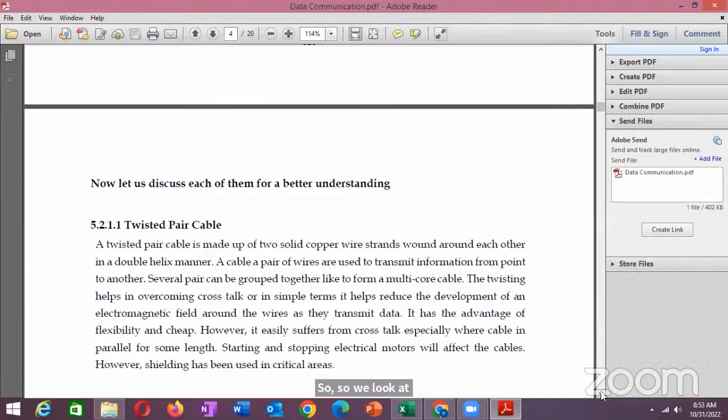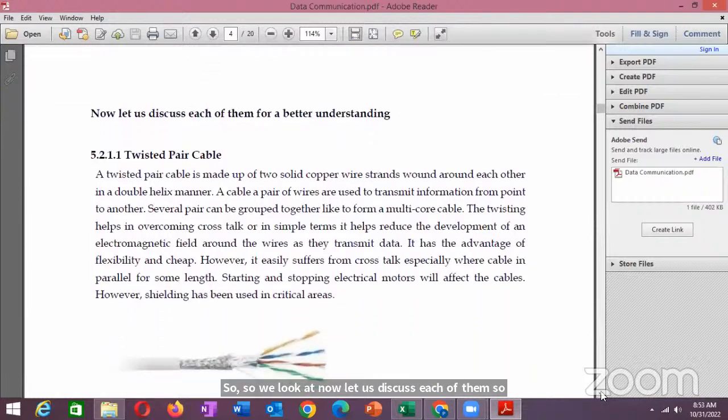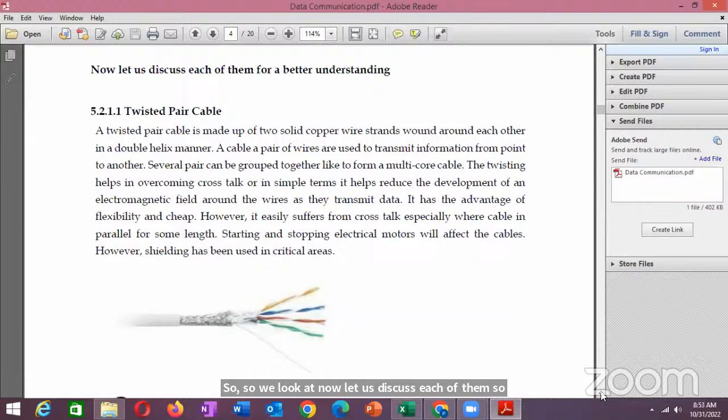Let us discuss each of them. So twisted pair cable. A twisted pair cable is made up of two solid copper wire strands wound around each other in a double helix manner. So a pair of wires is used to transmit information from one point to another. Several pairs can be grouped together to form a multi-core cable.